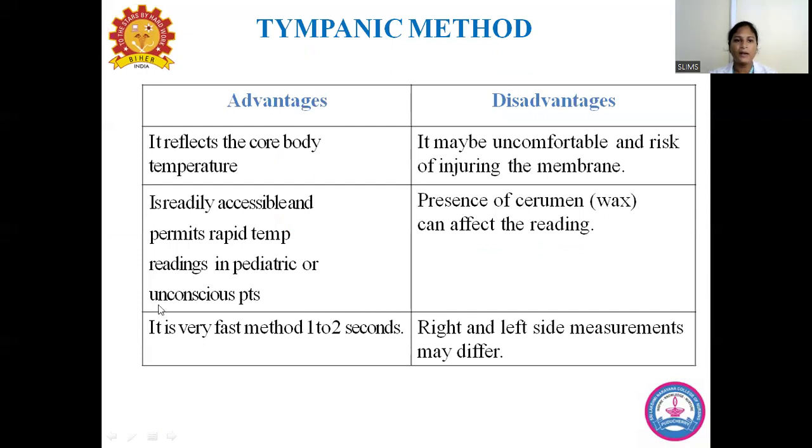Tympanic method. Advantages: it reflects the core body temperature, is easily accessible, and permits rapid temperature reading in pediatric and unconscious patients; it is a very fast method, taking 1 to 2 seconds. Disadvantages: it may be uncomfortable with a risk of injuring the membrane, the presence of cerumen can affect the reading, and right and left side measurements may differ.